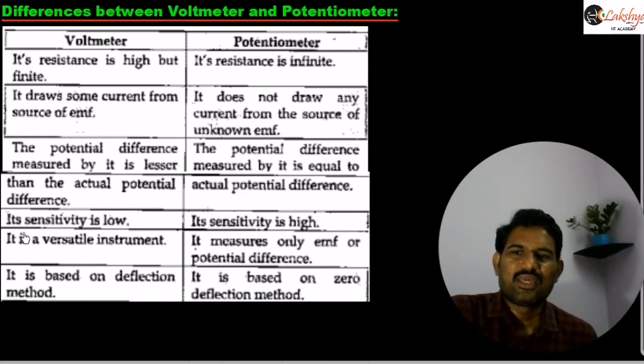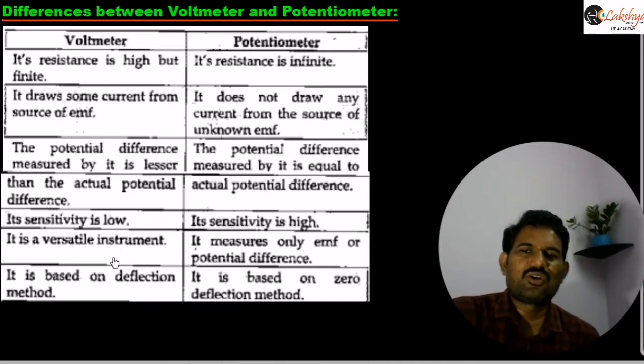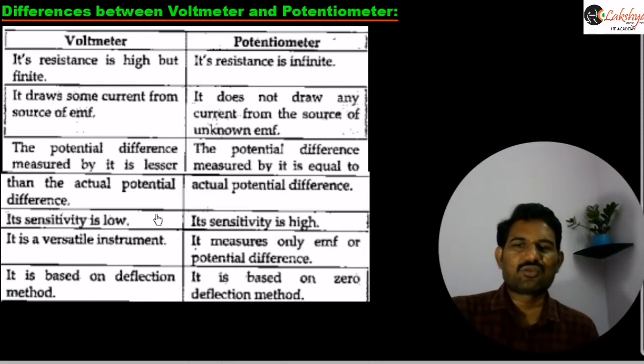The voltmeter's sensitivity is low and the potentiometer's sensitivity is high. The voltmeter is a versatile instrument, whereas the potentiometer measures only EMF or the potential difference. The voltmeter can be converted into an ammeter, like a galvanometer setup there. So we can convert it into an ammeter, or we can increase the range of the given voltmeter.